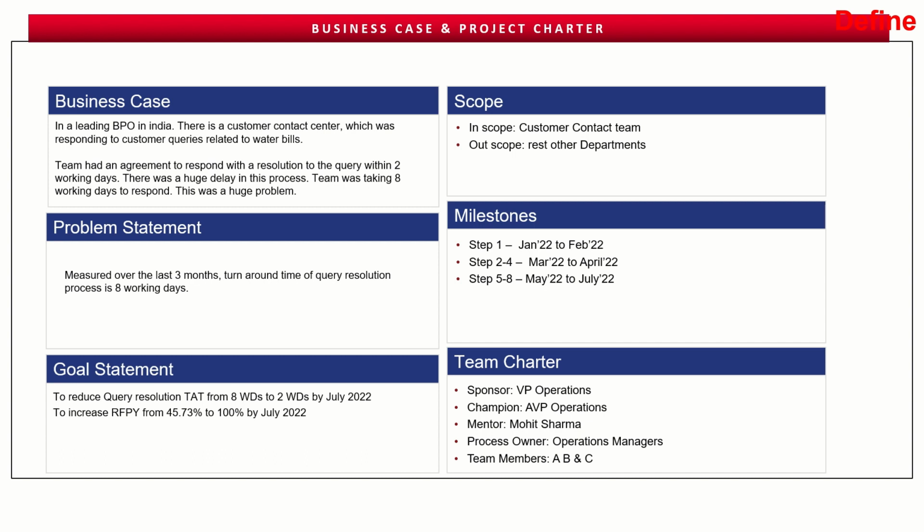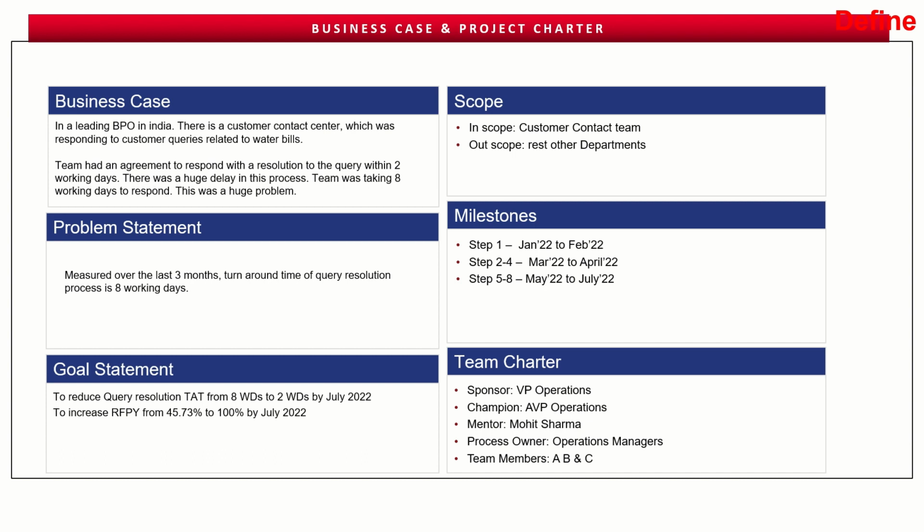The first goal was to reduce the query resolution TAT from 8 working days to 2 working days by July 2022. And the second goal statement was to increase the rolled first pass yield from 45.73% to 100% by July 2022. The amount of rework happening in the process was huge. If you look at the RFPY value of 45.73%, it means approximately 54% of the time rework was happening in one or the other process steps. We will get into the details once we go to the next phase of the project.